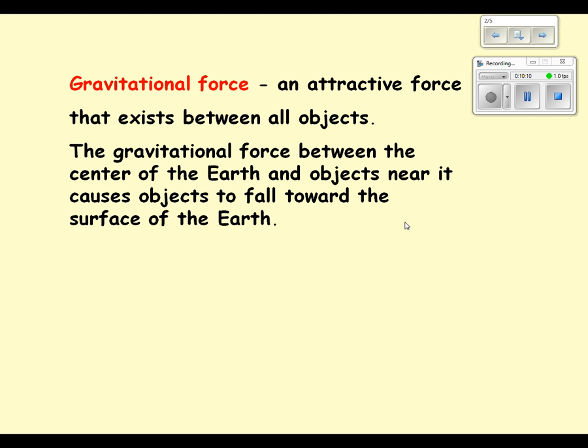Well, gravitational force between the center of the Earth and objects near it causes objects to fall towards the Earth, right? The Earth is an object. Is the Earth attracted to the Pac-Man foam ball? The answer is yes! More on that later. When we get into gravitational fields, anything, anywhere on the Earth is attractive.